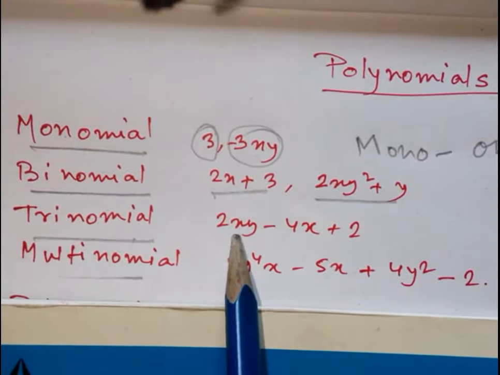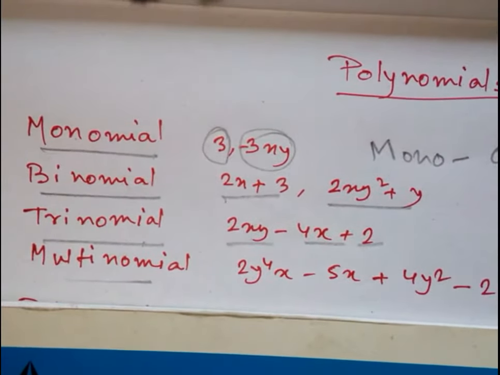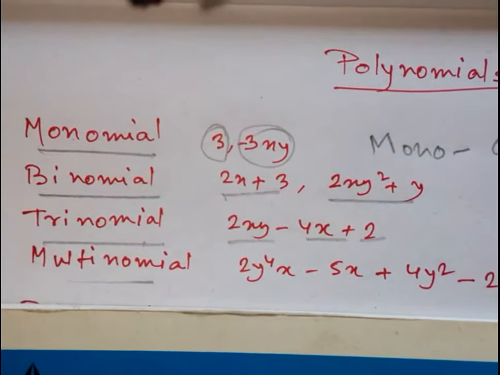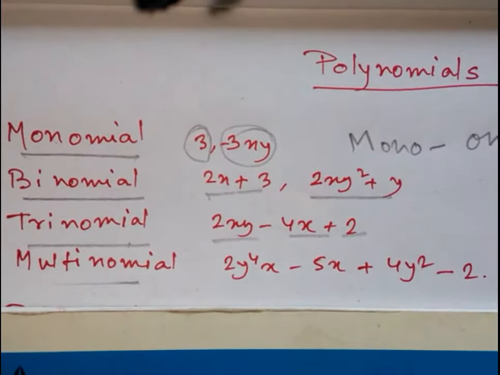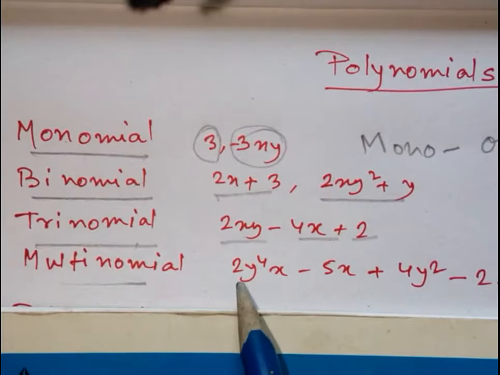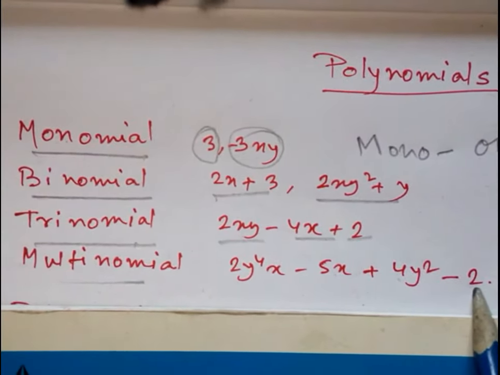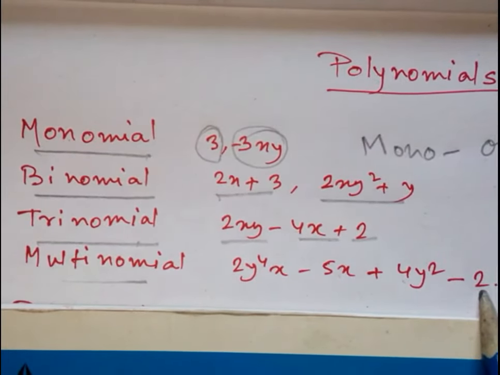A trinomial has three terms. Tri means three. But what does multinomial mean? A multinomial is an expression having more than three terms. Here we can see there are 1, 2, 3 and 4 terms, so it is a multinomial.